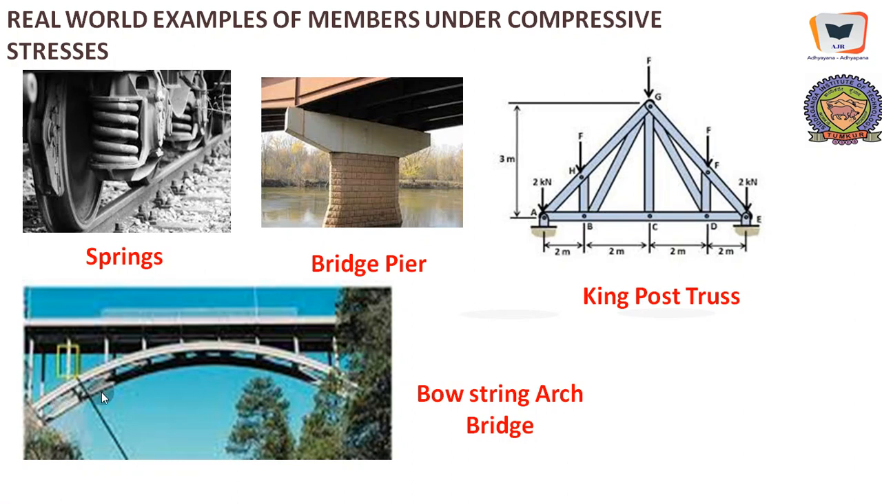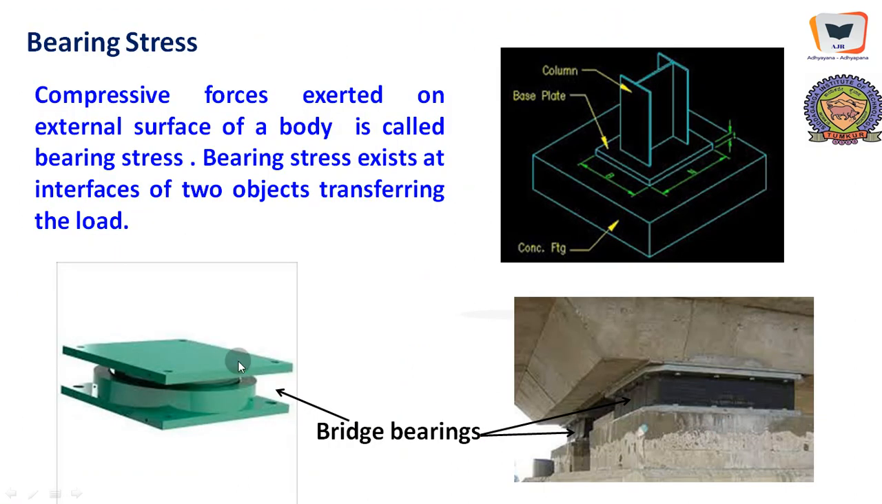Bowstring, due to its geometry, will be very good in taking compression, and this will also suffer from compression. These are all some of the real world examples. There is another kind of stress. Usually some of the authors will refer to it as a different kind of stress altogether. Anyway, it should be called bearing pressure, and this is a category.